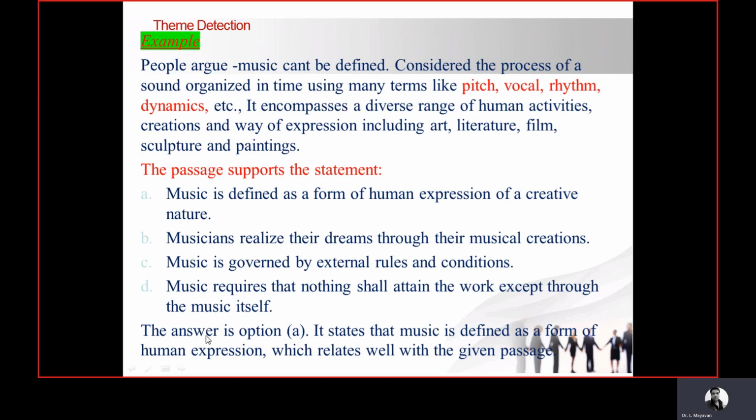Look at the options again. Music is defined as a form of human expression of a creative nature, and musicians realize their dreams through their musical creations. Music, human expression, and in the passage also human activities and expression are found. So is music governed by external rules? No. And music requires that nothing shall attain the work except through the music itself. So out of the options, option A is the correct one, since it expresses the same idea or theme. Music is defined as a form of human expression of a creative nature is the right option.